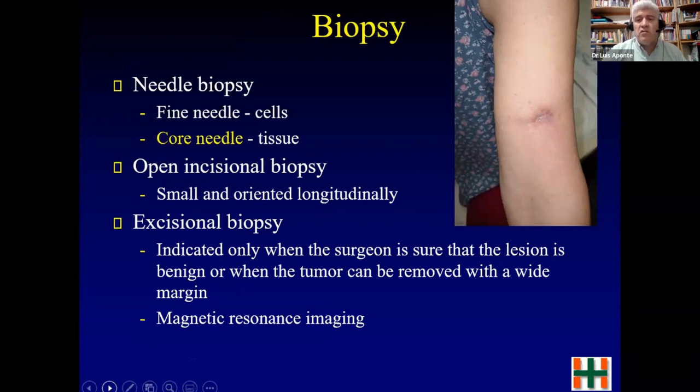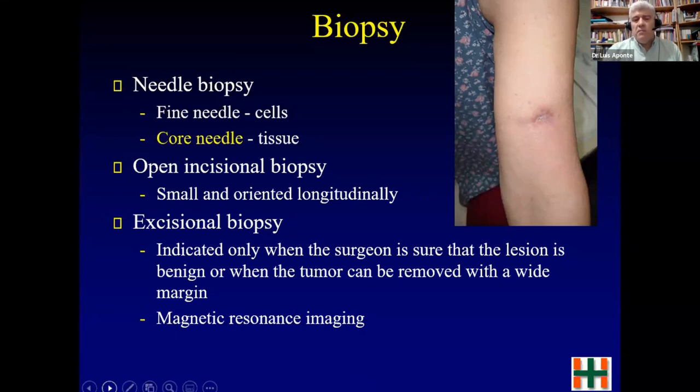You can see there in the picture how it's an elbow. They perform the incisional biopsy. It always has to be vertical or longitudinal, never transverse like that. It's going to have a big resection if it's malignant.